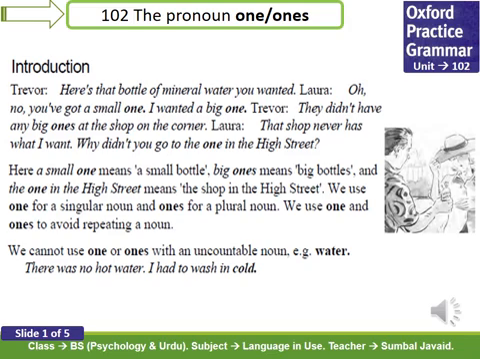We cannot use one or ones with an uncountable noun. This is the point which you have to remember. We will use one or ones only with countable nouns. We have already done examples about countable and uncountable nouns. So keep in mind that you cannot use one or ones with an uncountable noun, and uncountable nouns are those which can't be counted, such as water, milk. There was no hot water. I had to wash in cold.